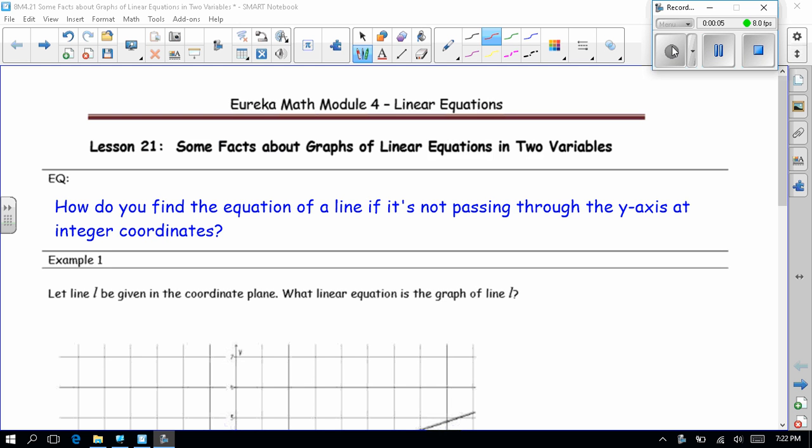We are in Module 4, Lesson 21, Some Facts About Graphs of Linear Equations in Two Variables. You should be on page number 86, and your essential question for this lesson is how do you find the equation of a line if it is not passing through the y-axis at integer coordinates?